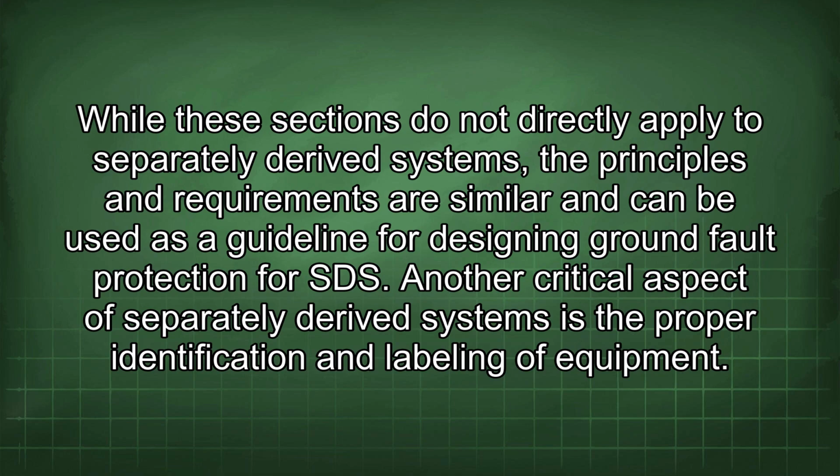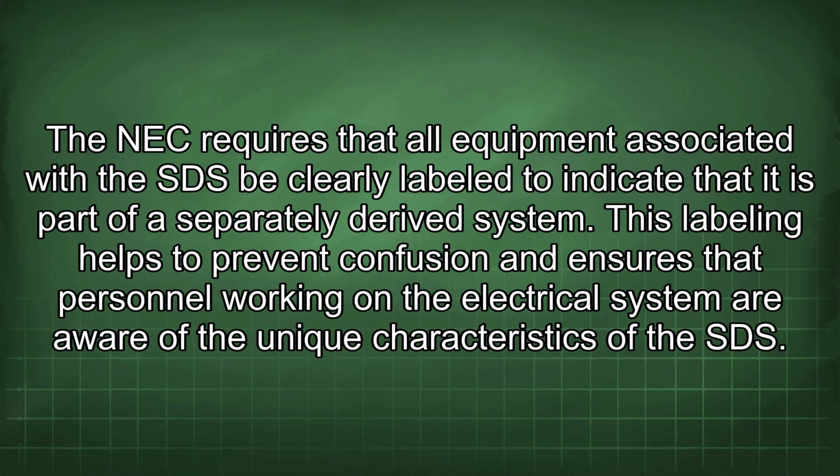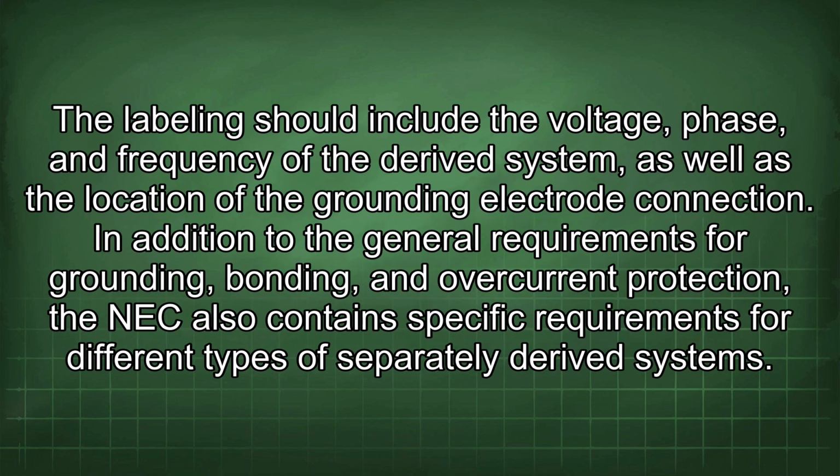Another critical aspect of separately derived systems is the proper identification and labeling of equipment. The NEC requires that all equipment associated with the SDS be clearly labeled to indicate that it is part of a separately derived system. This labeling helps to prevent confusion and ensures that personnel working on the electrical system are aware of the unique characteristics of the SDS. The labeling should include the voltage, phase, and frequency of the derived system, as well as the location of the grounding electrode connection. In addition to the general requirements for grounding, bonding, and overcurrent protection, the NEC also contains specific requirements for different types of separately derived systems.